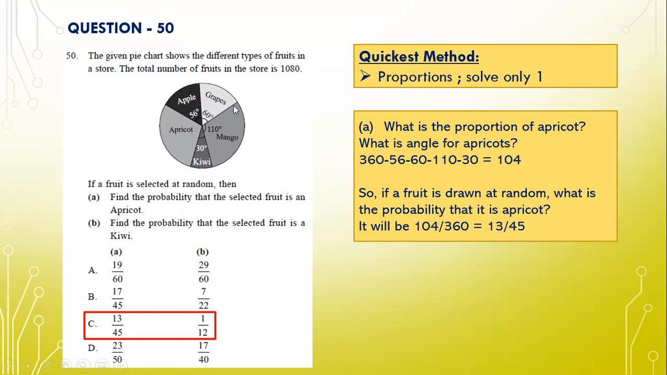Okay. So if all the fruits are arranged like this, what is the probability that you will draw an apricot? It will be 104 upon 360, isn't it? 104 upon 360 is 13 upon 45. So 13 upon 45 is the right answer, the right option. You don't need to solve anything. You don't need to solve the second one because 13 upon 45 is only for option C.